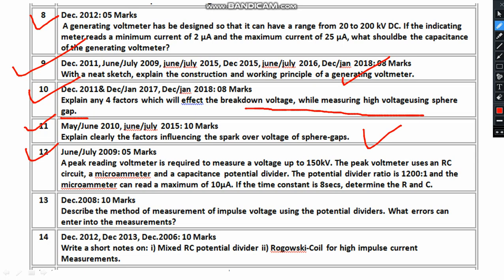Then another one is related to a numerical example on the potential divider. This is actually yet to be completed. So let me solve it as soon as possible and I will revert to you. I will be solving the same problem in the coming days and I will let you know.